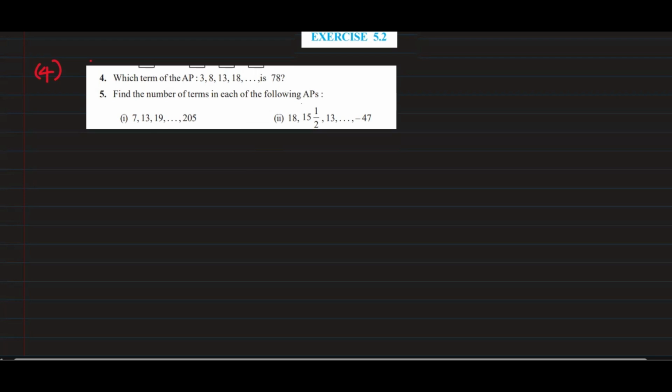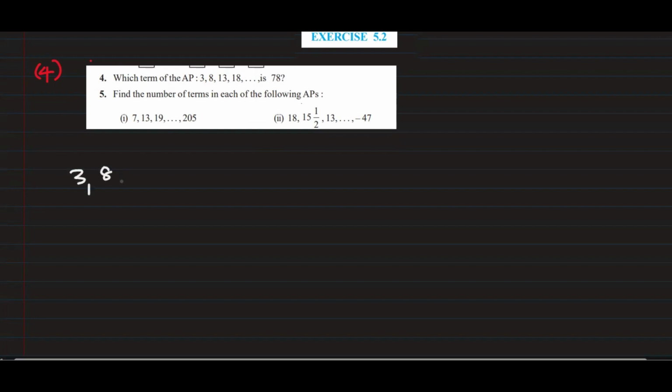So in today's video, let's see how to solve question number 4 and 5 of exercise 5.2. Question number 4: which term of the AP 3, 8, 13, 18 is 78? In this one, we are given the AP series and we have to find which term is actually 78. For example, whether 78 is the 5th term, the 10th term, or the 20th term. Now let's first write what is given.